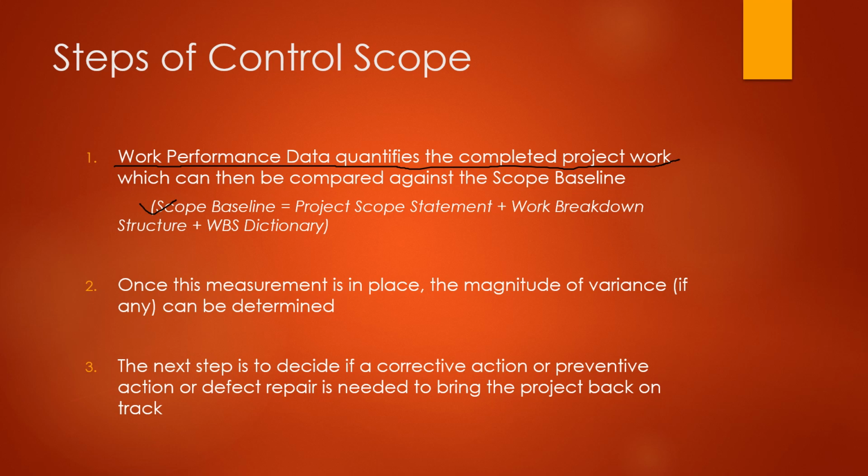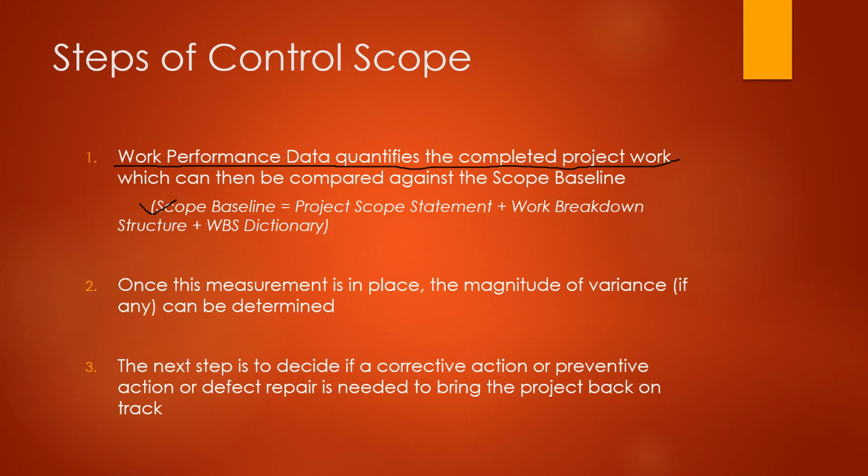You have completed 20% of the project. As per your scope baseline, you should have actually completed 40%. So what you're going to do now is that there is a variance of 20%. So you'll come up with certain corrective actions, or you'll come up with certain defects that you need to repair as soon as possible or on priority to make sure that you fill in the gap, you fill in the variance, you cover the variance.